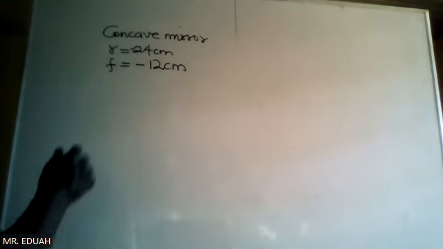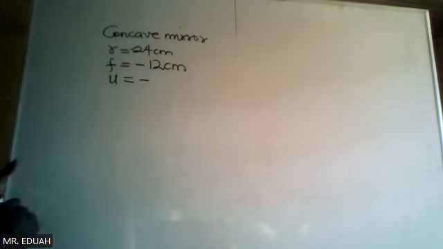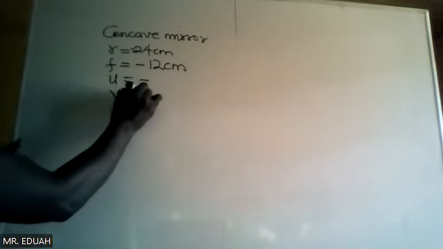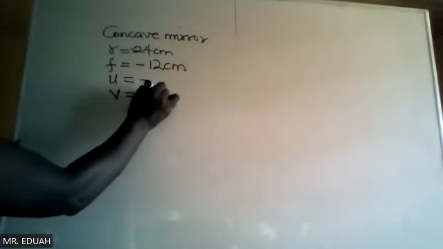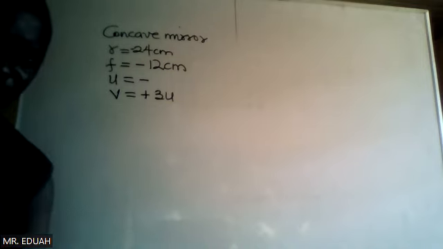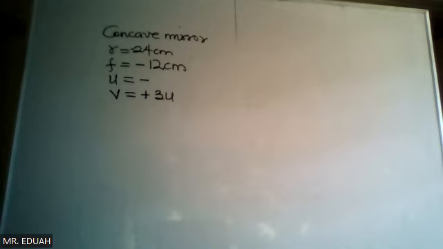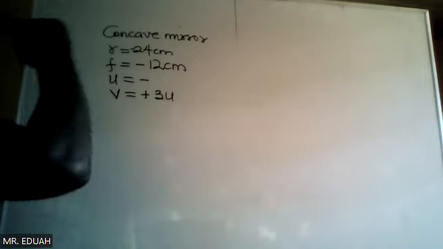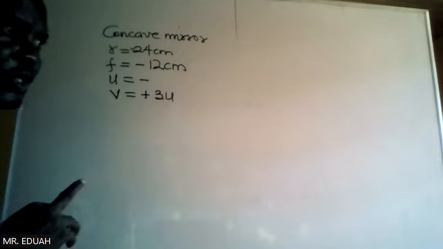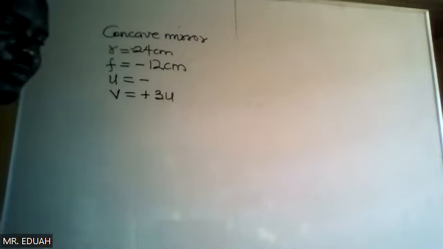The object is always placed in front of the mirror, so U is negative. We are told that the image formed must be virtual. Virtual images are formed behind the mirror, and so here V must be positive 3U. I'm just connecting it to what we've done. In A, we are told the image is virtual and 3 times magnified, 3 times the size of the object. So if the object distance is U, then V will be plus 3U, and this is because the image is virtual. Virtual images are behind the mirror, so that will be positive.